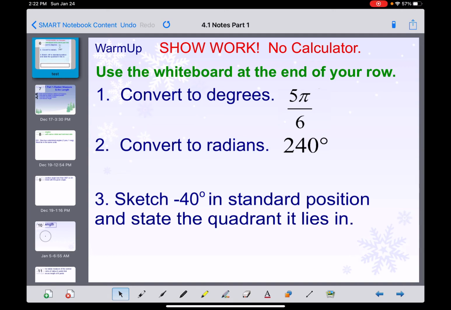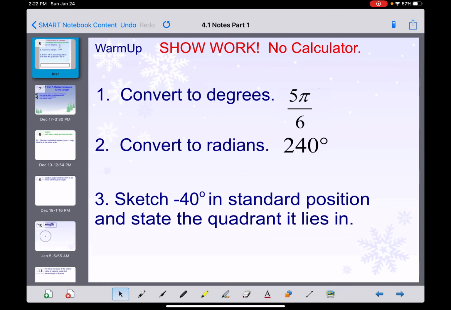Okay, we are back here for 4.1 notes, part 1B. So we're going to start here with the warm-up.